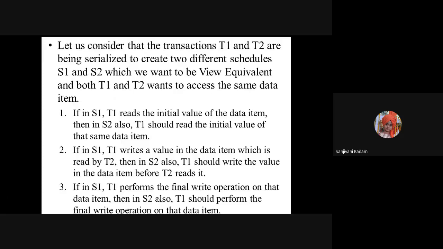Let us consider that transactions T1 and T2 are being serialized to create two different schedules, S1 and S2, which we want to be view equivalent. Two transactions are there, T1 and T2, and we want to create a view equivalent schedule. A schedule means the way in which transactions are executed. S1 is one schedule, S2 is another. Both T1 and T2 want to access the same data item. In which case can we say that this is view equivalent? Let us see.